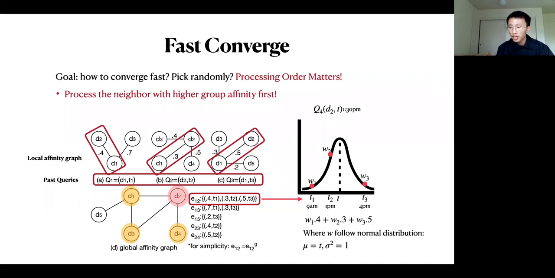We compute affinity by assigning a higher value to those time instances that are closer to the query time. Among the three past affinities between D1 and D2, the affinity at 1 p.m. is closest to the query time instance, thus it can best represent the affinity between them, and thus we assign it the highest weight. To capture this, we simply use a normal distribution where the mean is time t and the standard deviation is 1.